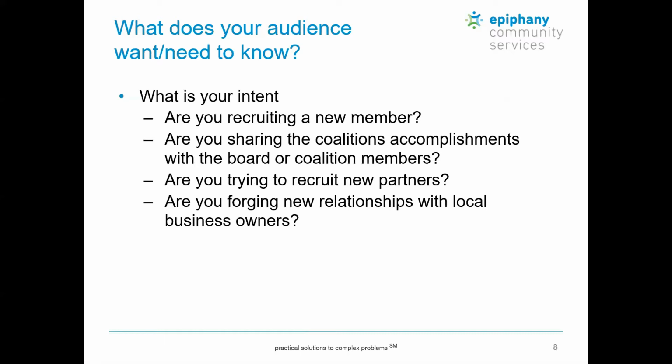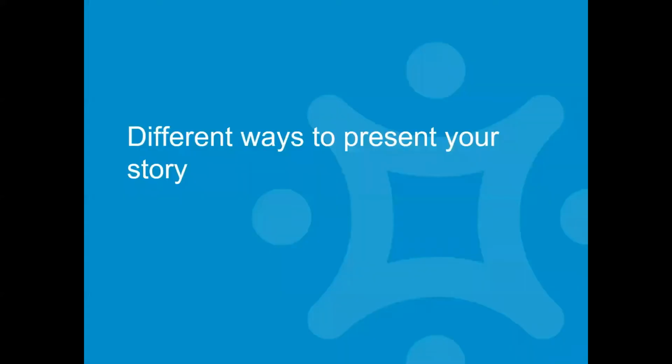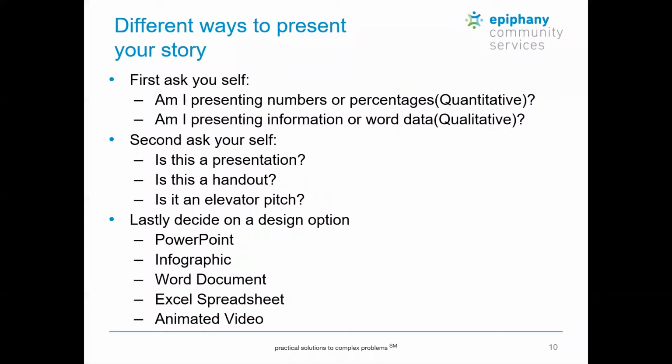After you know your audience and what they need to know, the next step is to decide which way you want to present the data to them. The first thing I recommend asking yourself is, am I presenting number data or percentages, that quantitative data? Or do I want to share some of our actual things that we've done, our qualitative data, maybe it's results from a focus group, or maybe it's simply events or things that we've done. Make sure you're asking yourself that.